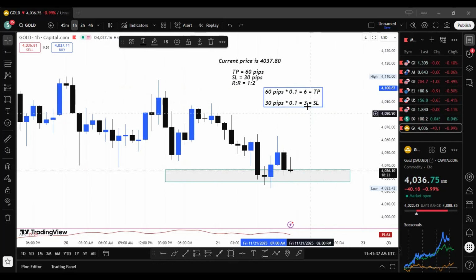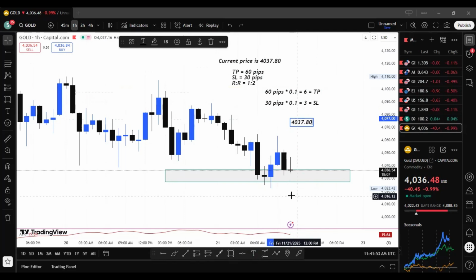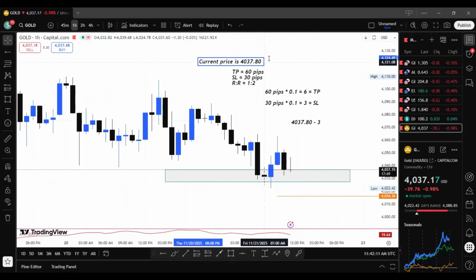3. All right, so what we are going to do is that current price of 4037.80, because we are going long, our stop loss needs to be below. Our stop loss is going to be below the current market price because you are going long. So now we are going to subtract that 3, the stop loss, from the current market price we saw, 4037.80.